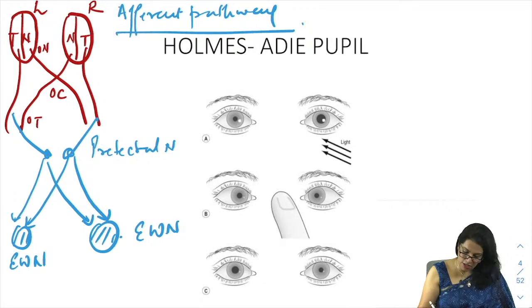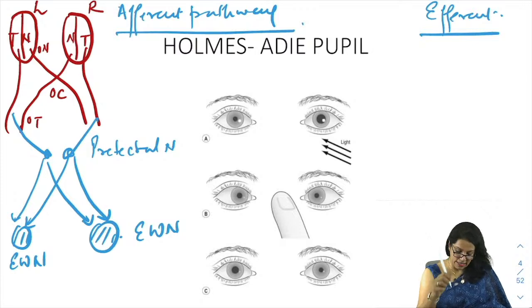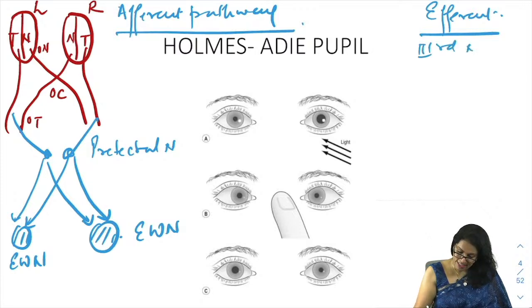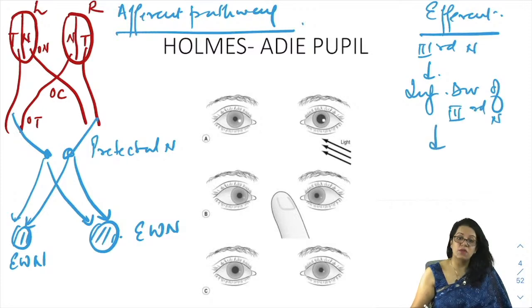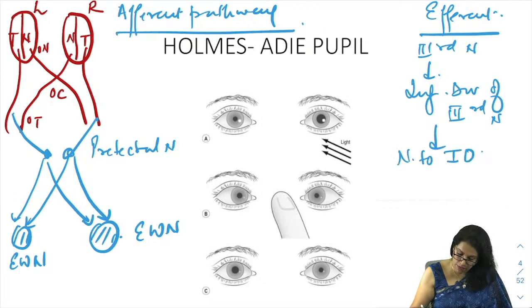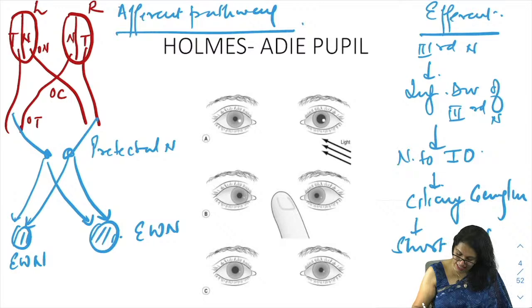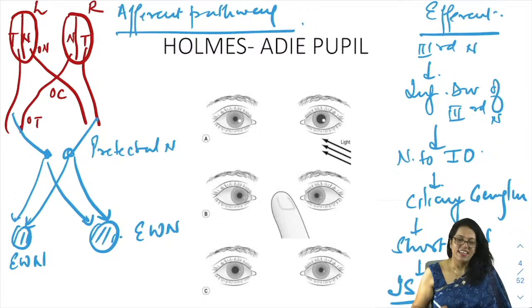Now we talk about the efferent pathway. What happens after Edinger-Westphal? After Edinger-Westphal, it goes to the third nerve. From there it goes to the inferior division of the third nerve. We all know the third nerve has two divisions, superior and inferior. It goes to the nerve to inferior oblique. From there, ciliary ganglion, and lastly short ciliary nerves, and finally iris sphincter. So that was a quick revision of the light reflex pathway.